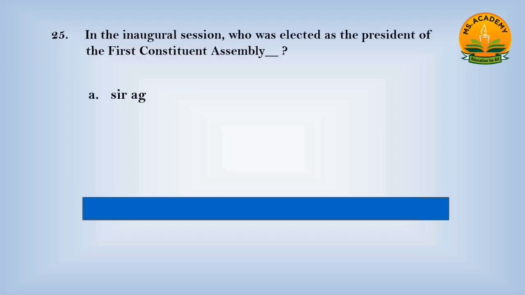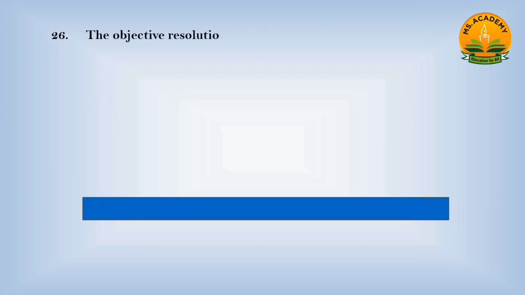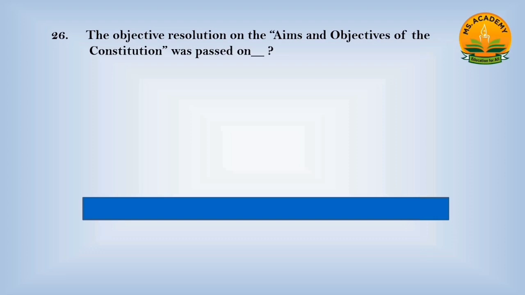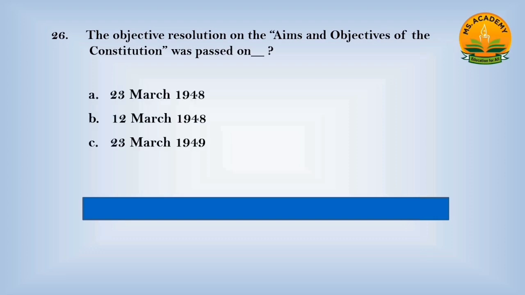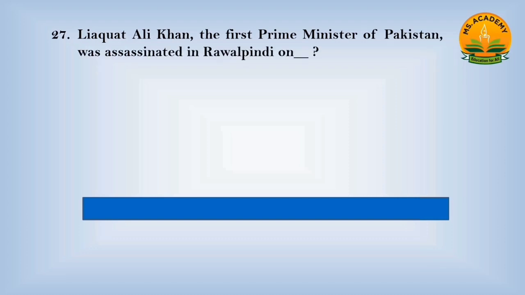In the inaugural session, who was elected as the president of the first Constituent Assembly? A. Sardar Khan, B. Quaid-e-Azam, C. Liaquat Ali Khan. Answer is B. Quaid-e-Azam. The Objectives Resolution on the aims and objectives of the Constitution was passed on A. 23rd March 1948, B. 12 March 1948, C. 23rd March 1949. Answer is B. 12 March 1948.